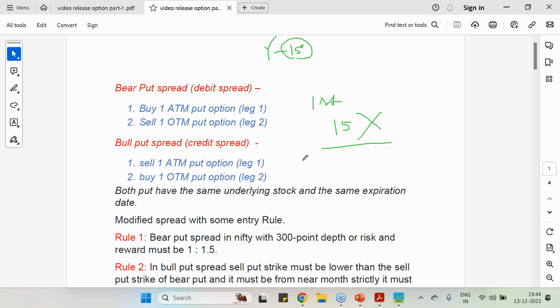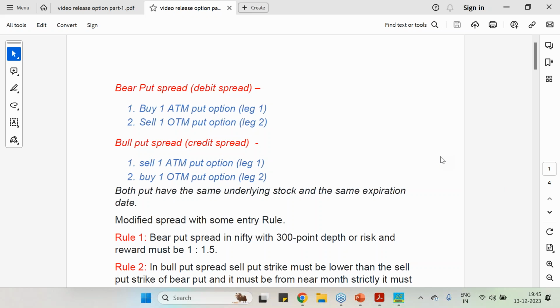Suppose it is December 15th, today 13th, tomorrow 14th, then 15th. December 15th means you should take January and February. It should strictly not be in December. You have to take care of that, because December theta decay will happen rapidly and January theta decay will happen slowly. So you will have a theta damage.